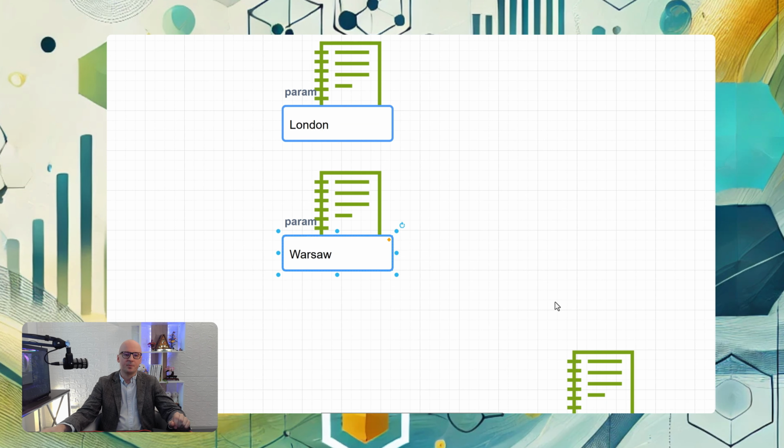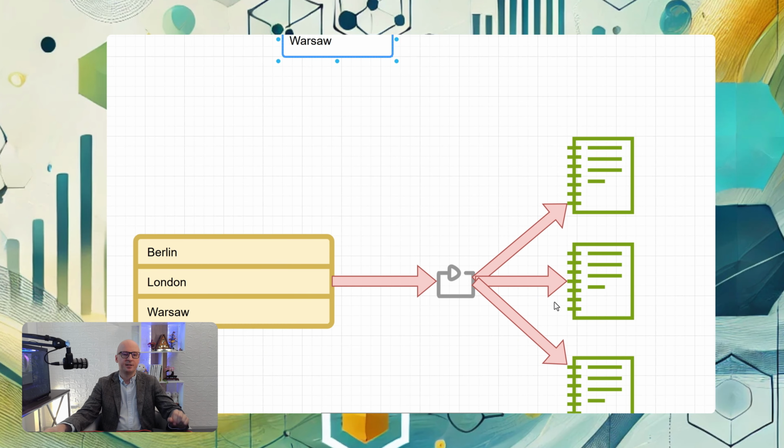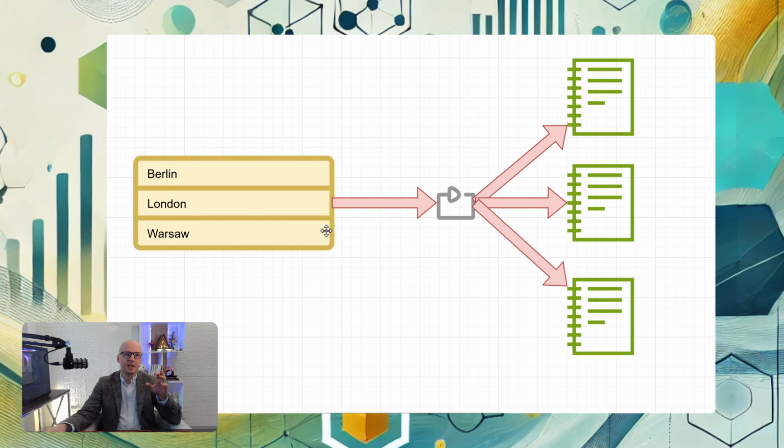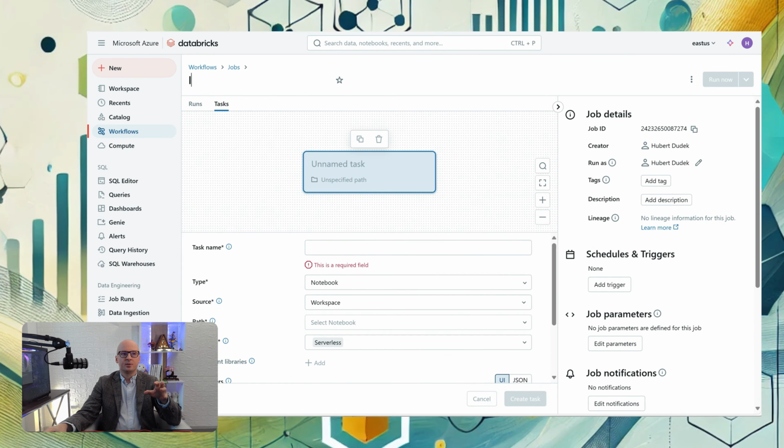But now things are much easier because you can loop through an array. So what is on the left is our array, and for every element of that array, you can execute a task or job or whatever. Let's look in practice at how it works.